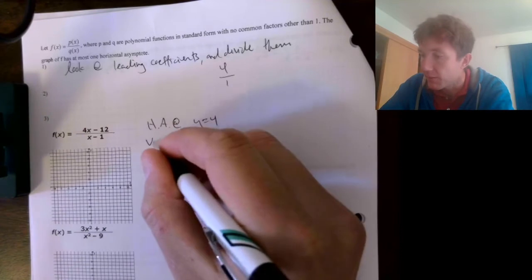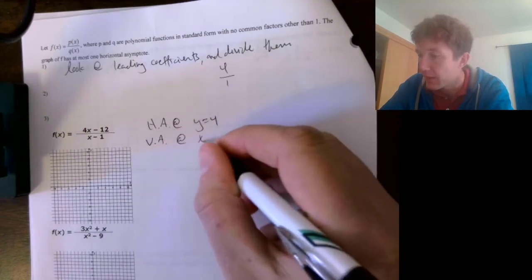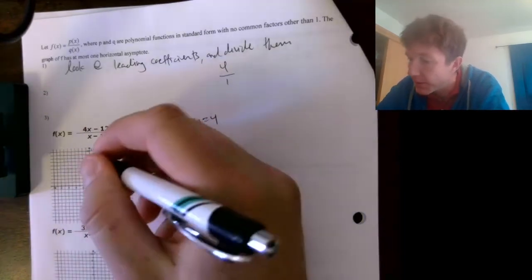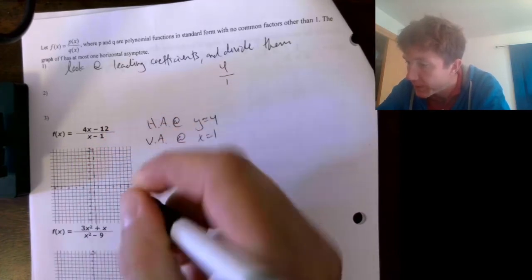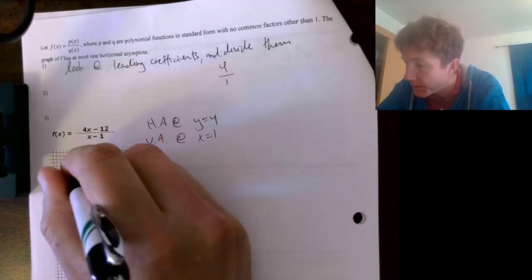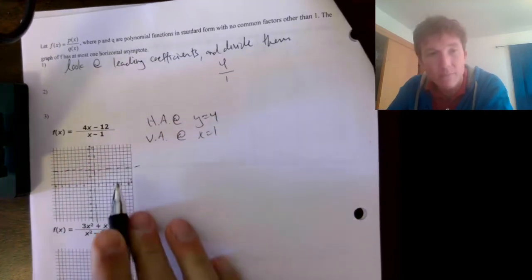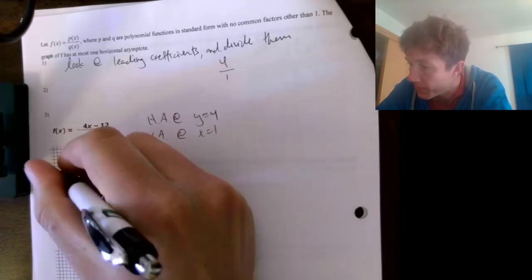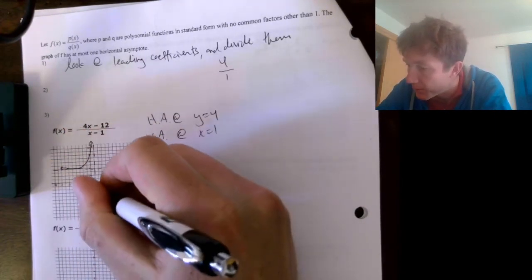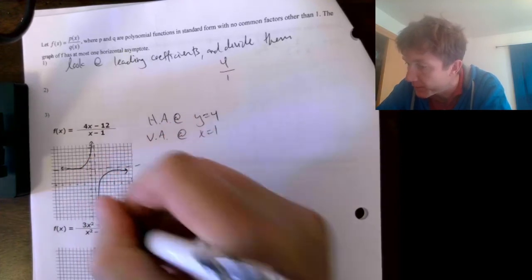Then we're also going to have that vertical asymptote at x equals 1. So I can go ahead and graph that. X equals 1 is here, and then y equals 4 there. Since this function is positive, it's going to start out positive, like that, and then the other side will be negative, just like that.